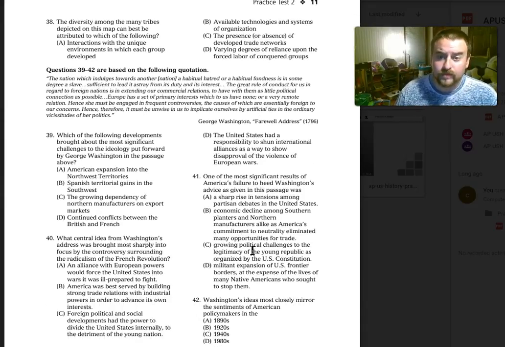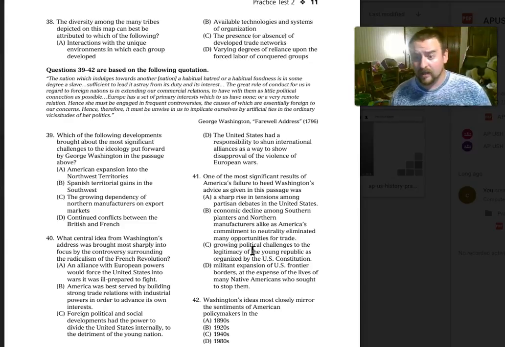All right, 40, we got the farewell address. You should see a theme. I think somebody pointed it out today that they like the farewell address a lot. And they do, because it hits a lot of different things. But with this one, we're taking a look at question 40. What central idea from Washington's address was brought most sharply into focus by the French Revolution?